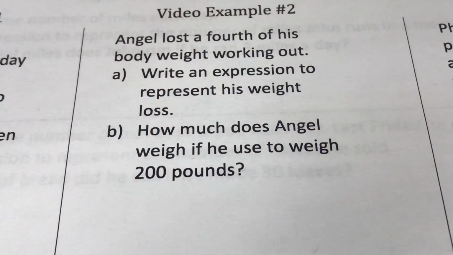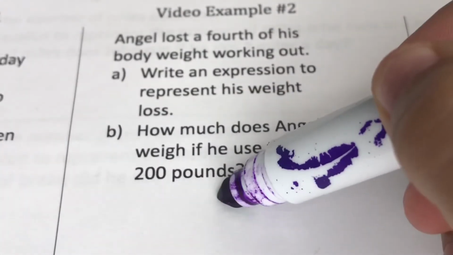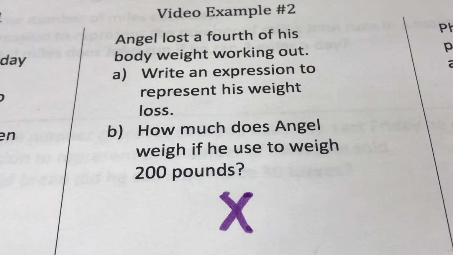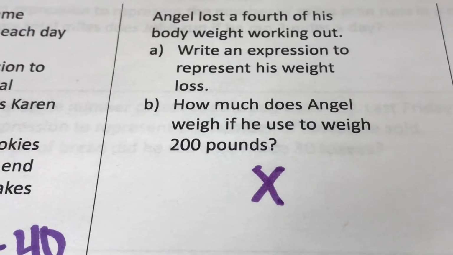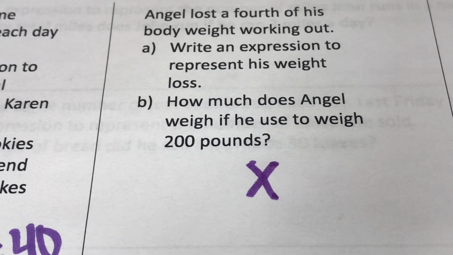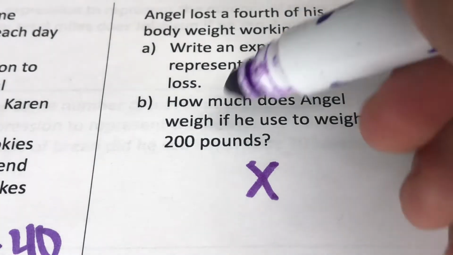Example 2 says, Angel lost a fourth of his body weight working out. Part A wants us to write an expression to represent his weight loss. So we know X is going to represent how much Angel originally weighed, because that's what we don't know. We don't know how much he started off weighing. So if he lost a fourth of his body weight working out, that would be X times 1/4.